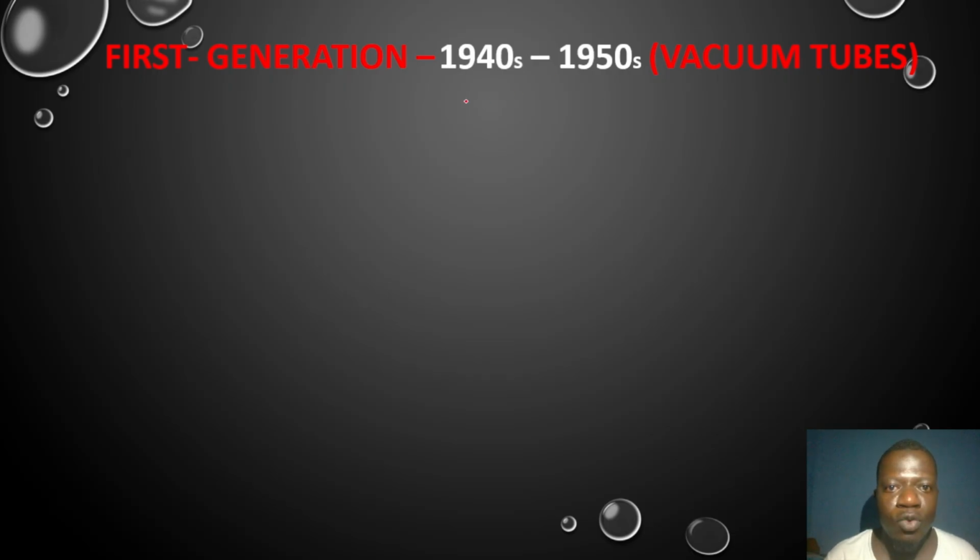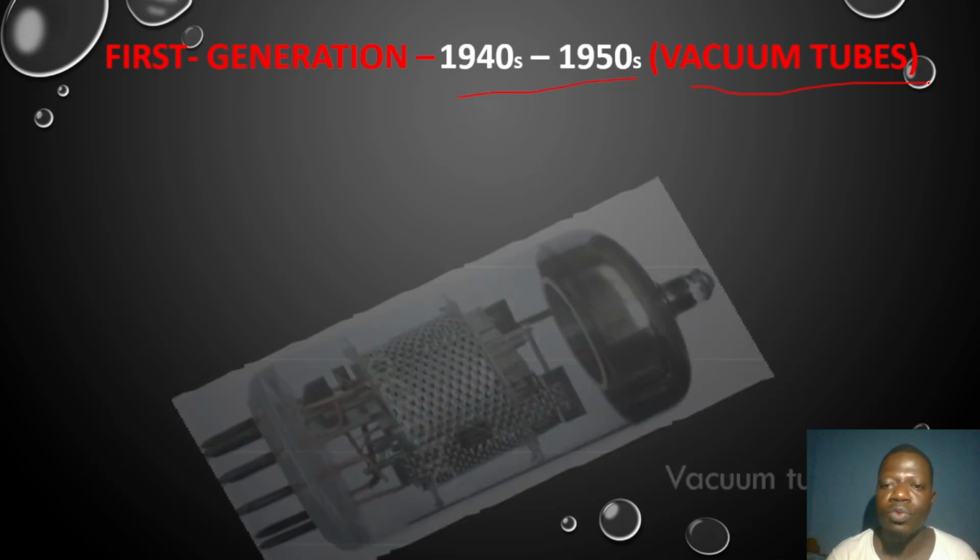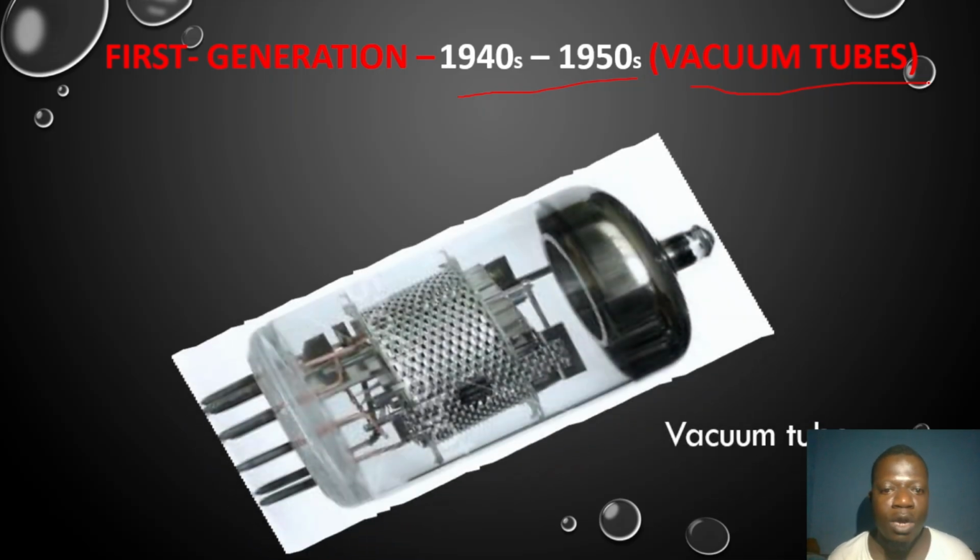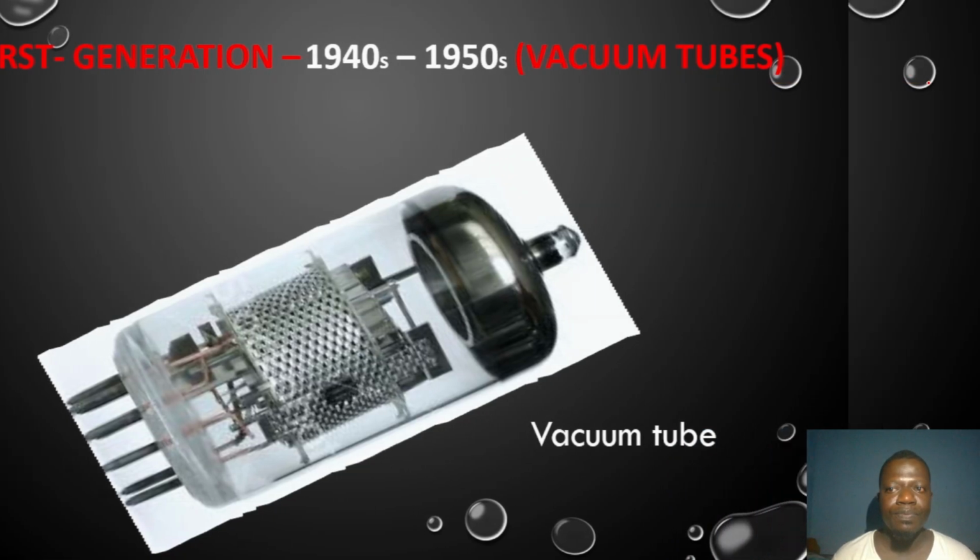It came within the period of the 1940s to the 1950s. And the technology that was used at that time is what we are calling the vacuum tube. So let's have a look at the picture of the vacuum tube. This is how the vacuum tube looks. Hope you can all see the picture clearly. Wow, that is beautiful. So let's move on.